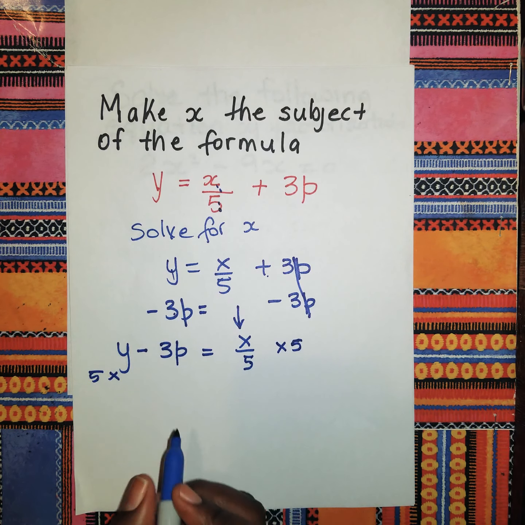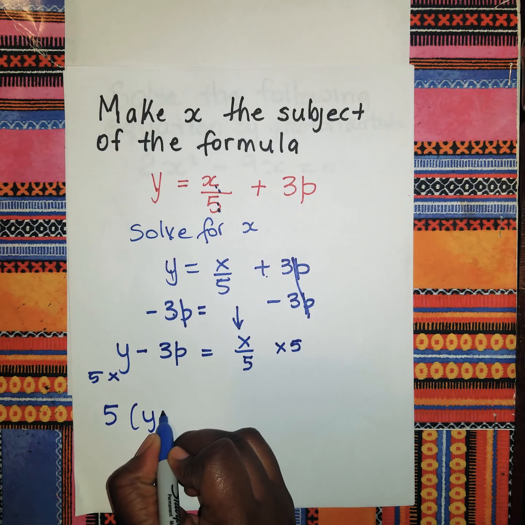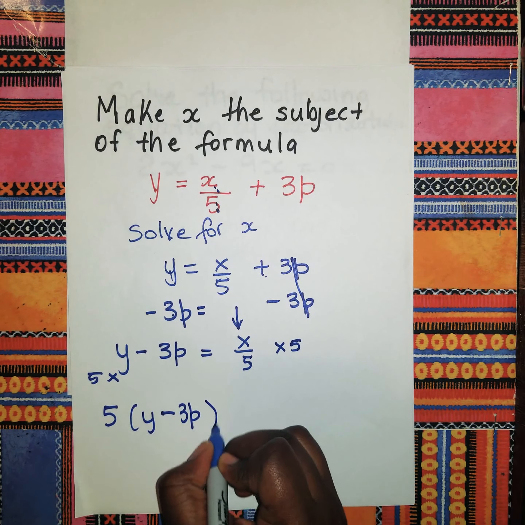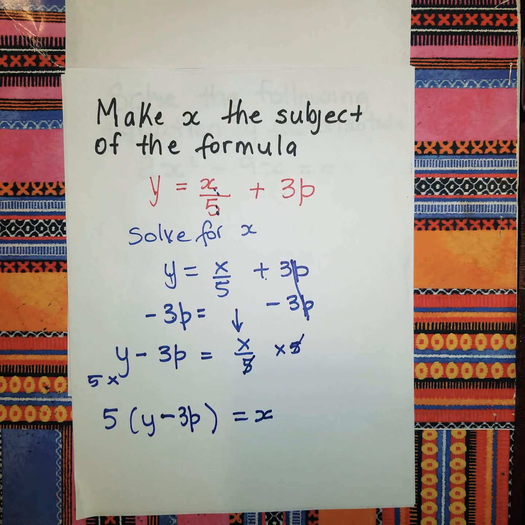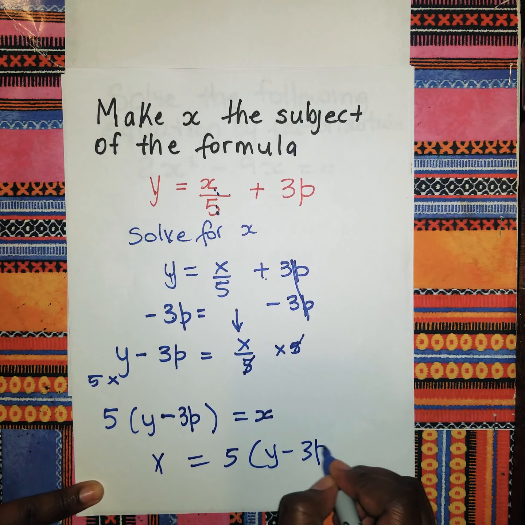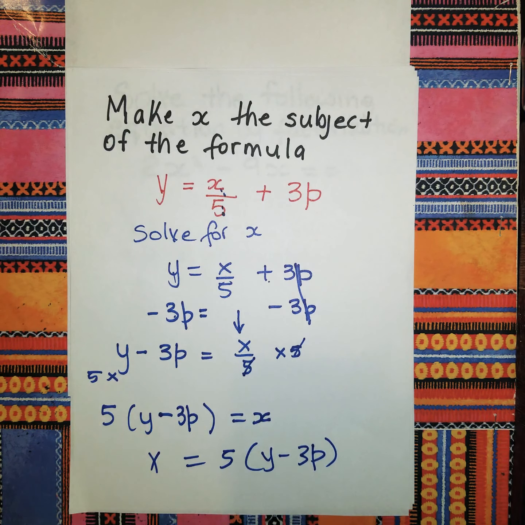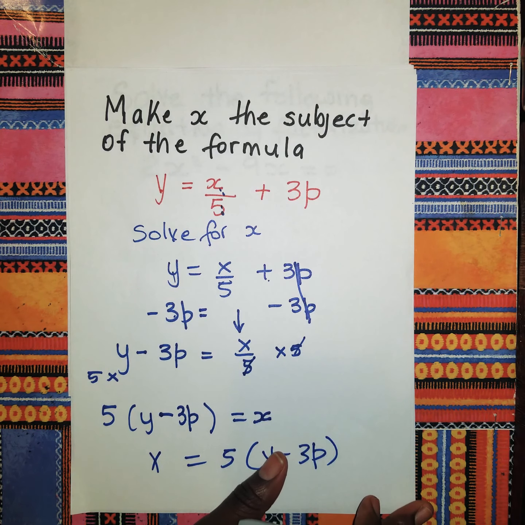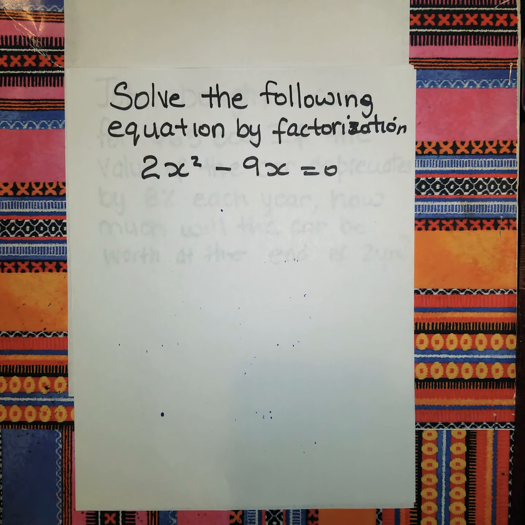All right. So for the answer, we're going to have 5 times the difference of y minus 3p. And on this side, this 5 cancels this 5. So that's equal to x. You can leave the x on the right hand side, or you can rewrite it by saying x is equal to 5 times y minus 3p. If you wanted to, you could expand the bracket, but it's just fine as it is as the answer right here. I hope this one was clear for you. If not, leave me a comment in the comment section below, and I'll be happy to respond to you.